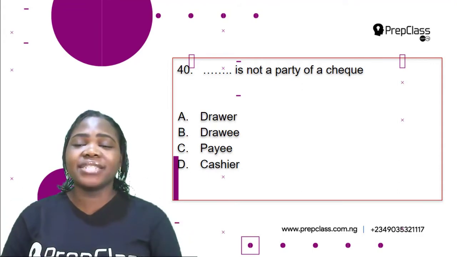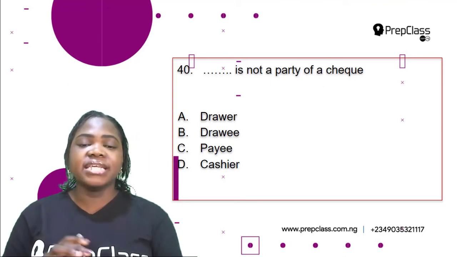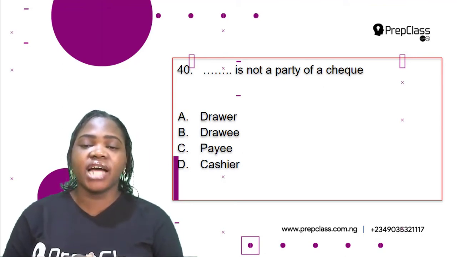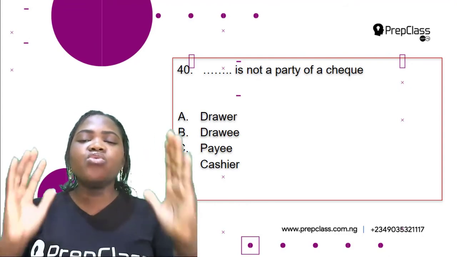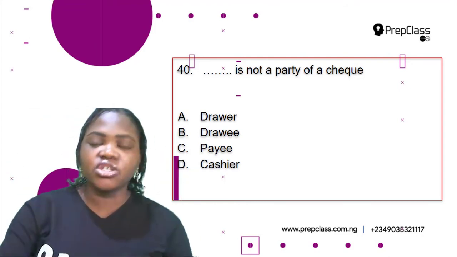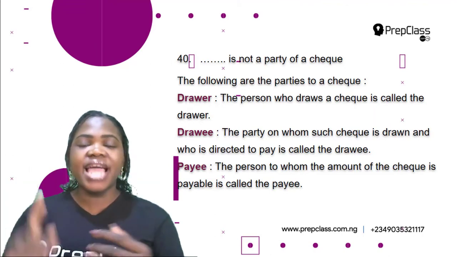Now the last question in this video, number 40. Dash is not a party of a check. A. Drawer, B. Drawee, C. Payee, D. Cashier. So for us to be able to choose the correct option, we need to find out who the parties to a check are. So the following are the parties to a check: drawer, drawee, and payee.